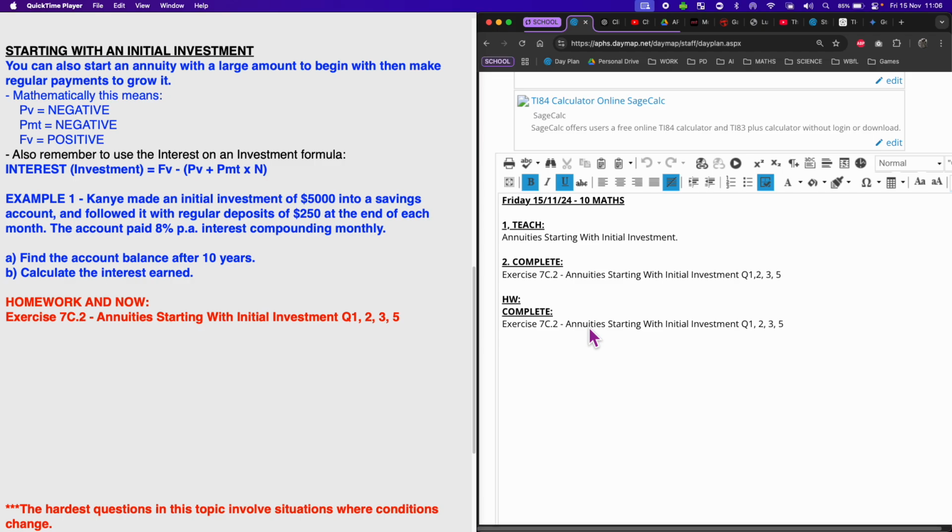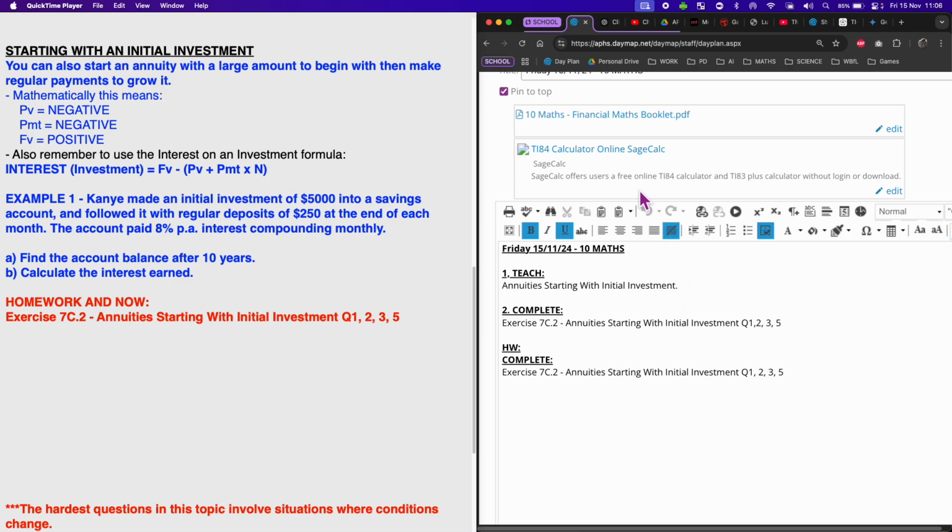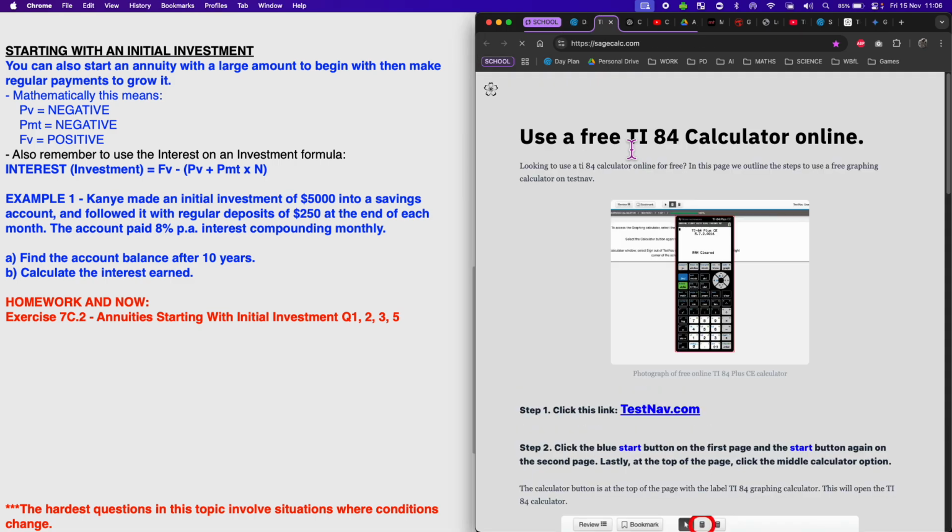What's most important to me is that you need to get the hang of using TVM Solver. That's the most important part. So can I remind you how you access TVM Solver? There's a link on Daymap. You've got a couple of steps to do that.